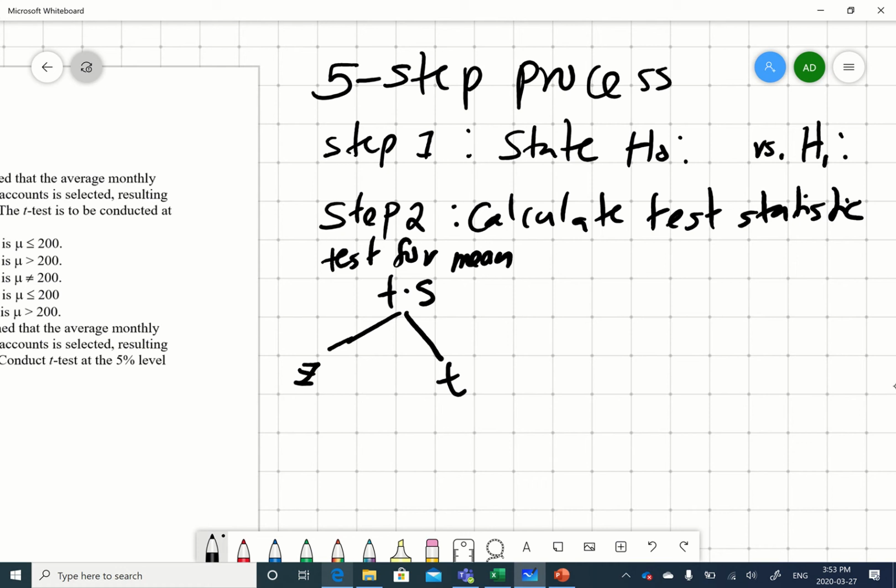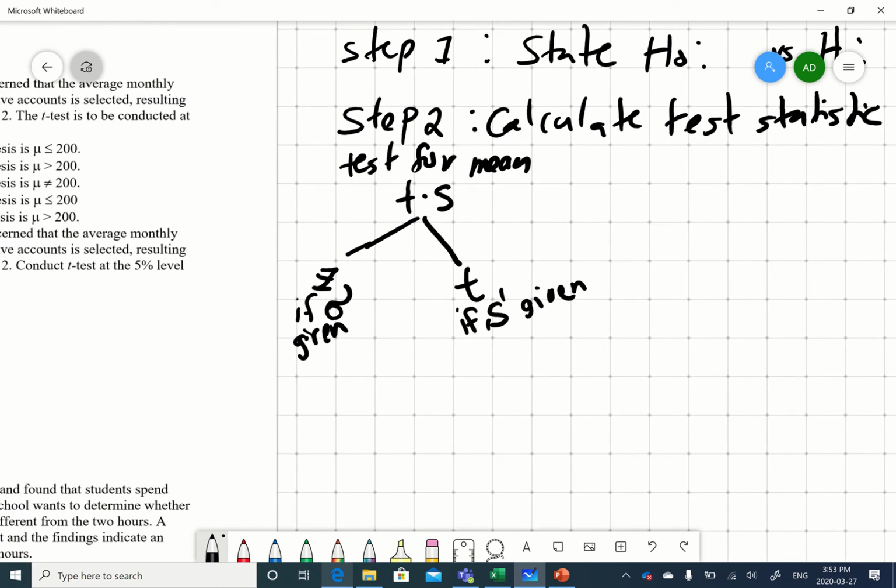We use the Z approach if the population standard deviation is given. So standard deviation is always the key to decide whether to use Z or T. If sigma is given in the question, we use the Z approach. If sample standard deviation S is given, we use the T approach. But for a proportion, we don't have to make that choice.